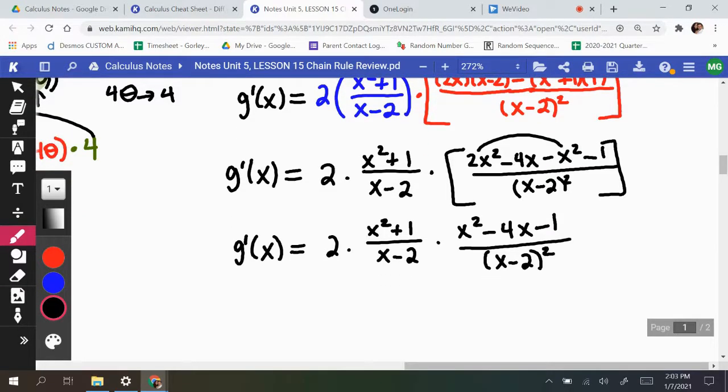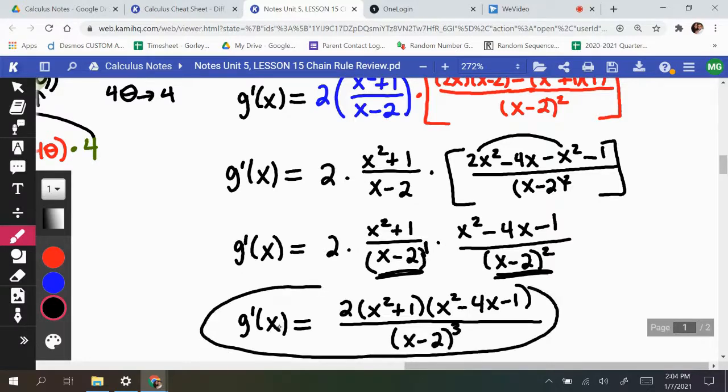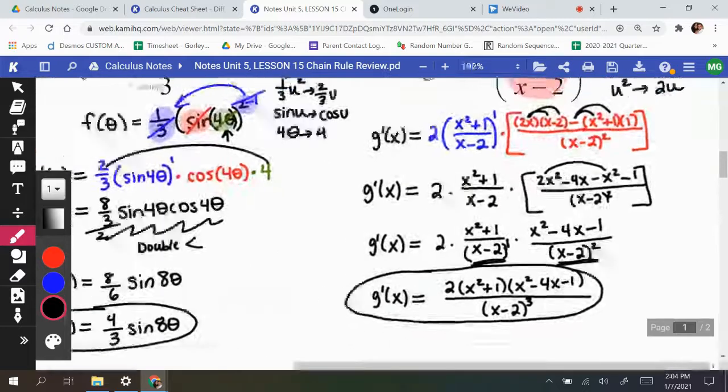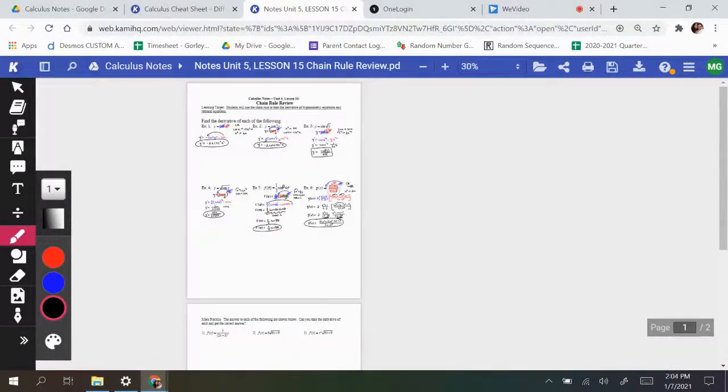X squared minus 4x minus 1, that doesn't factor. So I'm going to go ahead and just multiply straight across. We've got 2 times x squared plus 1 and x squared minus 4x minus 1 in the numerator. And here when we multiply like bases, don't forget we have to add the exponents. So I would add the 1 plus 2 exponents together. So we'll get x minus 2 cubed. Okay. And that's it. Try the back on your own.